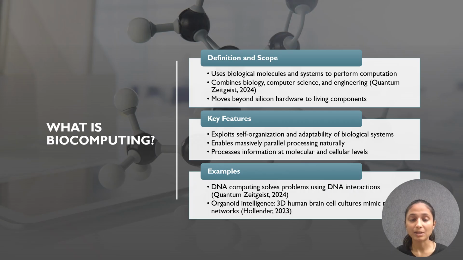Two prominent examples are DNA computing, which uses DNA strands to encode and solve problems through molecular reactions, and organoid intelligence, where human brain cells are cultured in three dimensions to form neural networks capable of learning and adaptation. With this foundation, let's explore one core technology: genetic circuits.